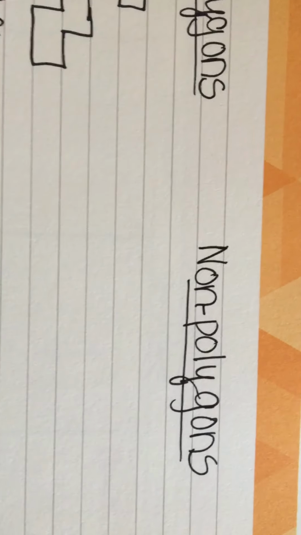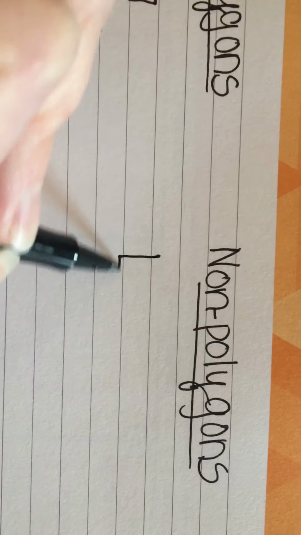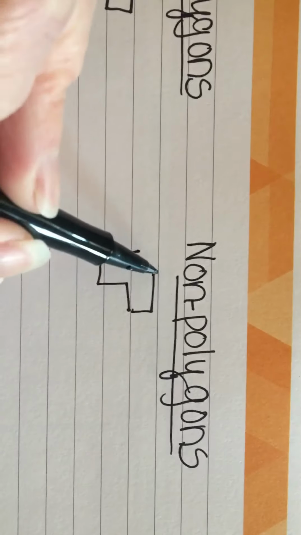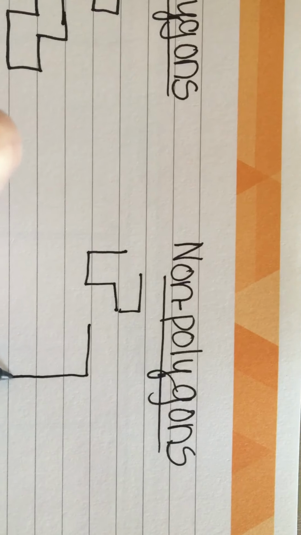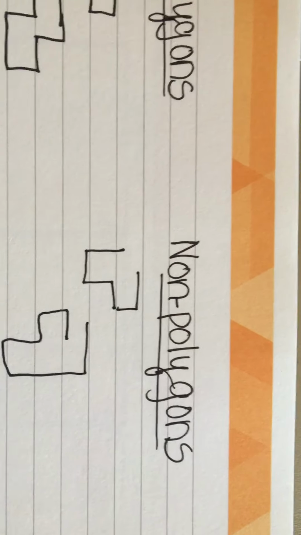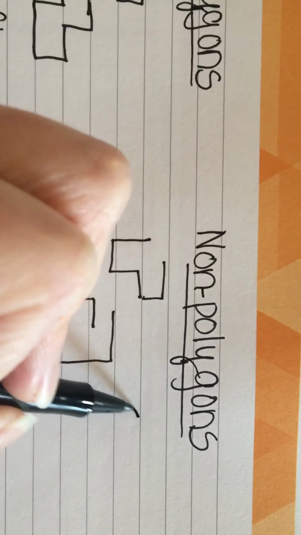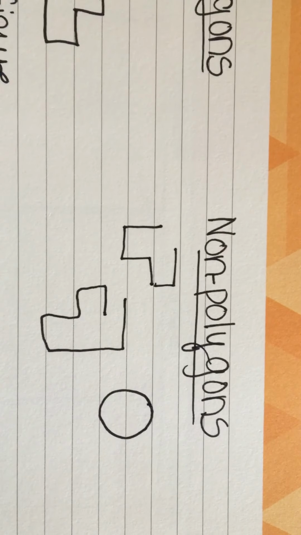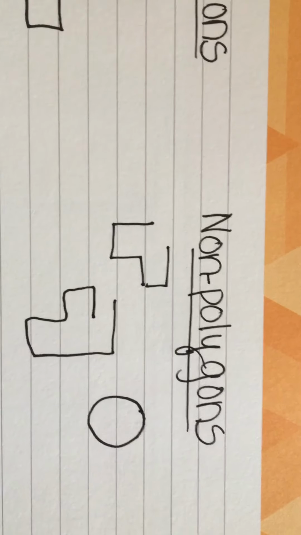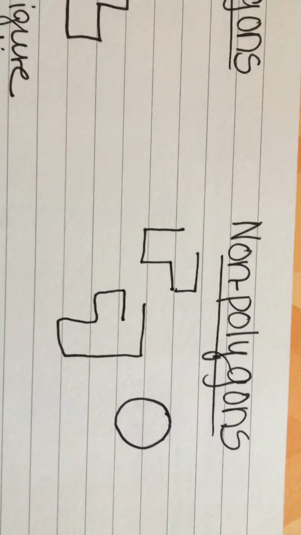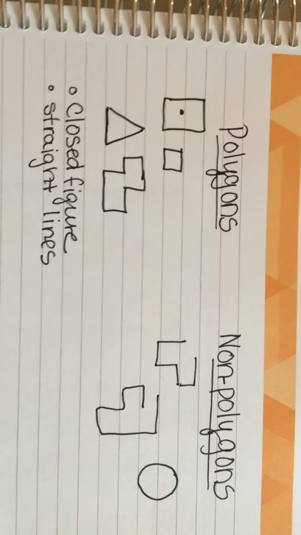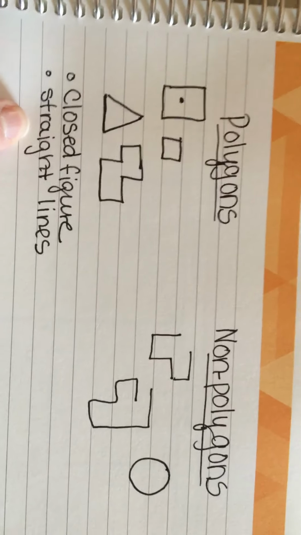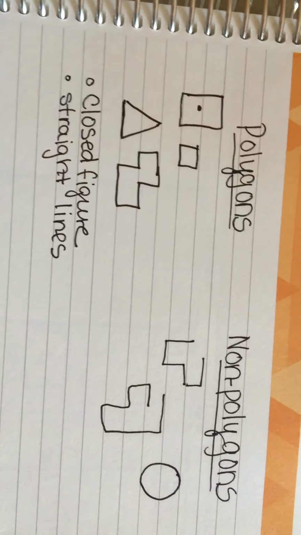So a non-polygon would be something like this. It's not a polygon because it's not closed. Here's another one. Not a polygon, okay? This is closed, but it's not a polygon because it's a circle. It doesn't have straight lines. So a circle's not considered a polygon. Today we're just talking about polygons and non-polygons, knowing that they're closed figures and they have straight lines. That's going to be the start of our big picture.